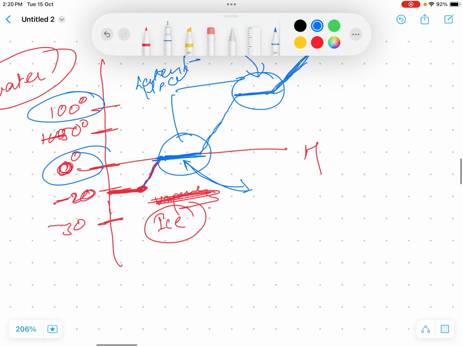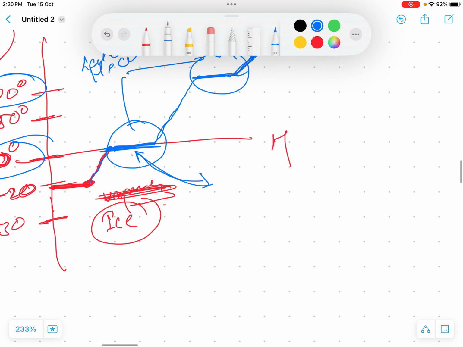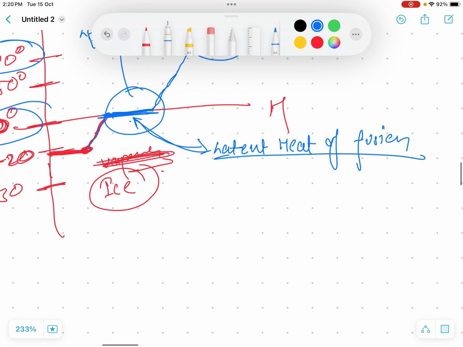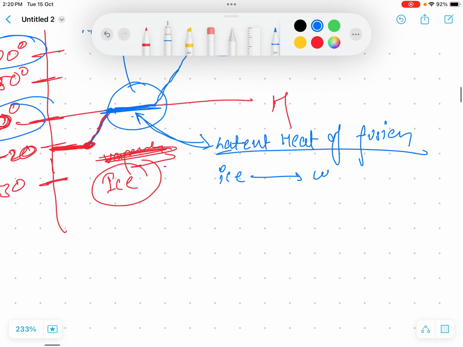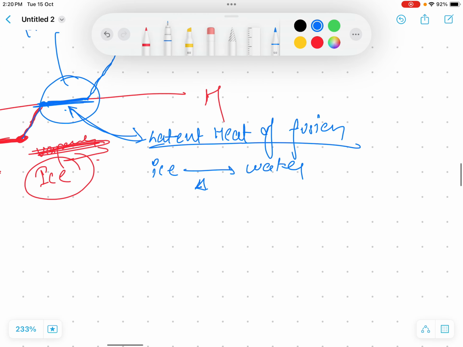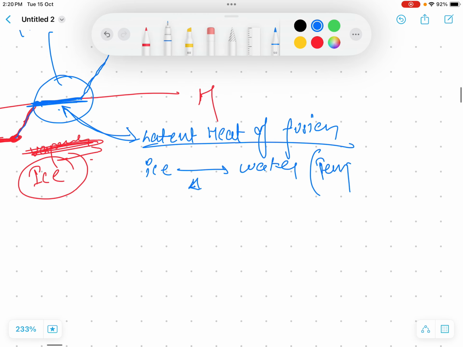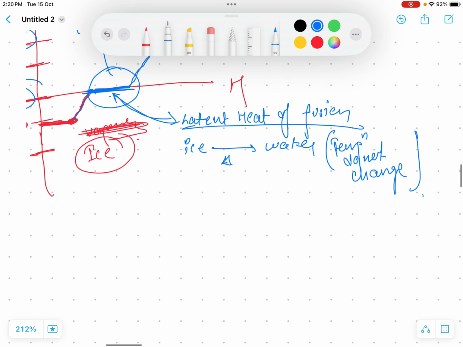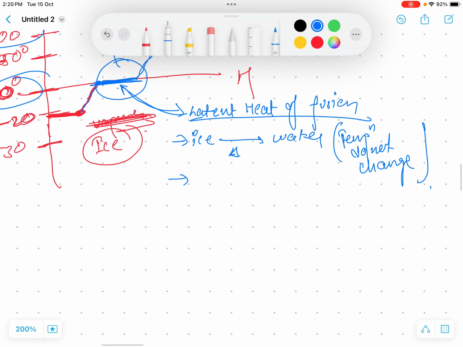First, where the ice is converted into water, we call it latent heat of fusion. What is latent heat of fusion? It is the conversion of ice into water without change in temperature. The temperature does not change. It has a fixed value. And what is it? It is 80 calories.